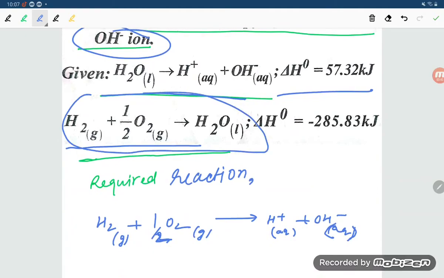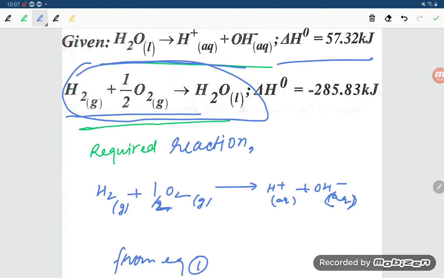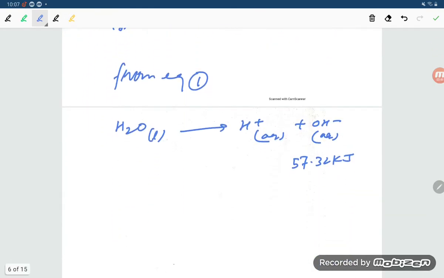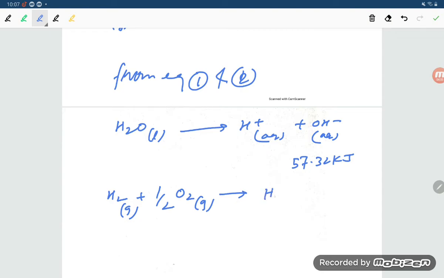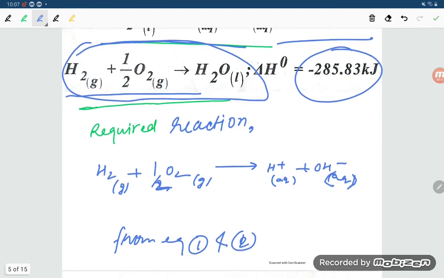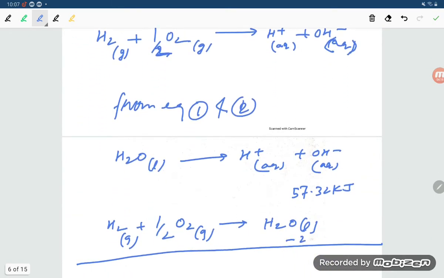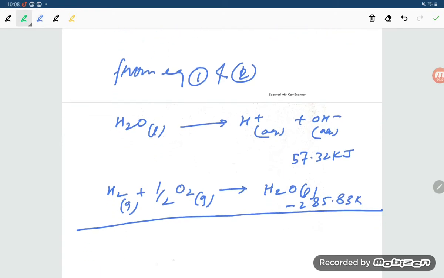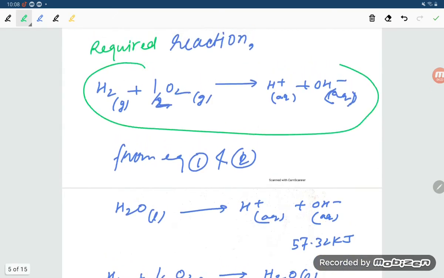Now the second point, students: H2 and half O2 give H2O. So write equation number 2: H2 gas plus half O2 gas gives H2O liquid. For this, the enthalpy change they have given in the question is minus 285.83 kilojoule. From these equations we find the required reaction.